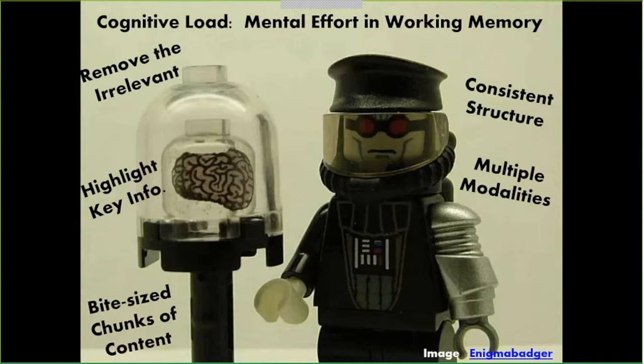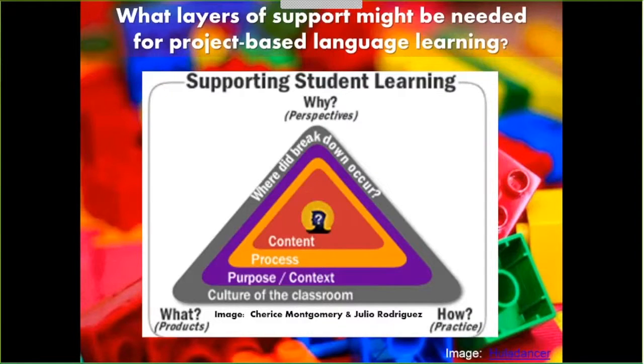If we remove those irrelevant details and only focus on one thing at a time, we can increase students' ability to comprehend what it is that we are talking about. Highlighting key information, providing content in bite-sized chunks, and being consistent in our structure are also things that we can do to decrease cognitive load. And then finally, presenting information and engaging students with content using multiple modalities so that they have access to text and images and audio and video of whatever it is that we're trying to teach.